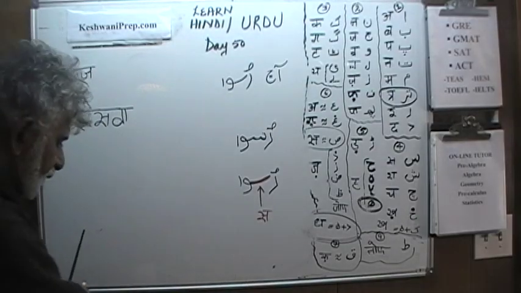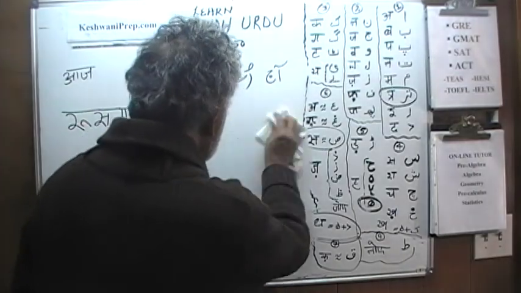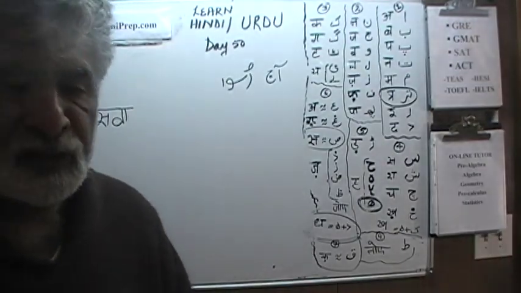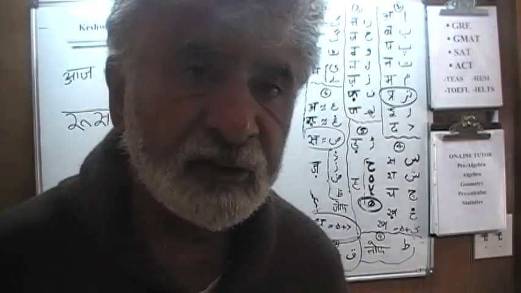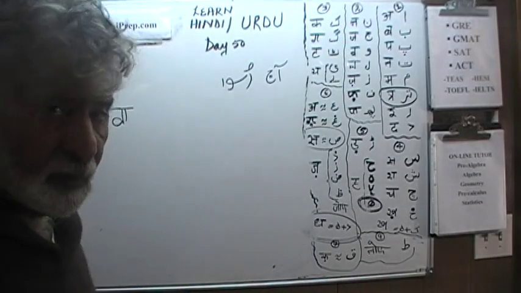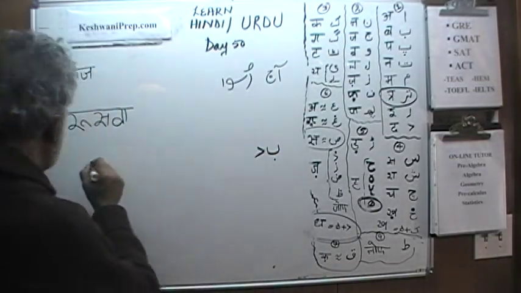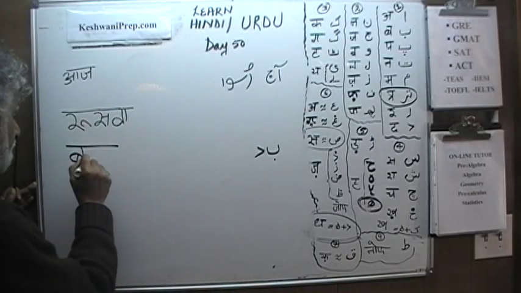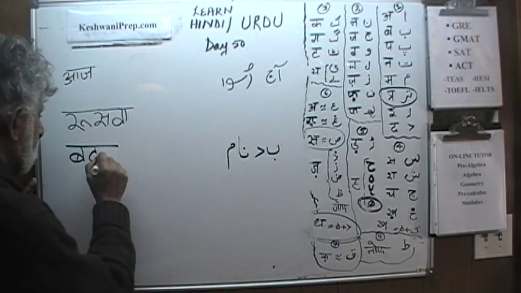Ruswa. What does it mean to be Ruswa? Ruswa means to bring your name into disrepute, to bring one's name into disrepute. I'm going to give you a very simple word for a synonym so that we can understand it. Synonym of Ruswa is this word right here. B, D, and then Naam. Badnaam.